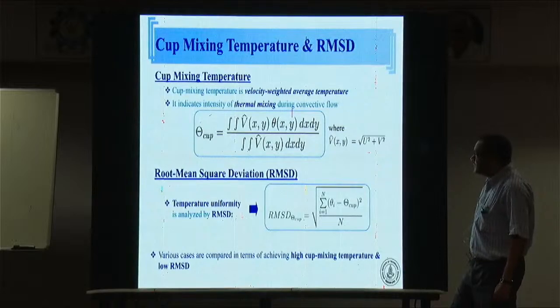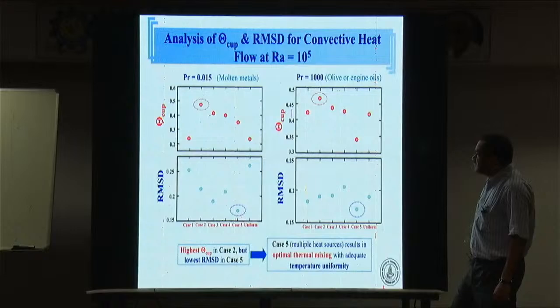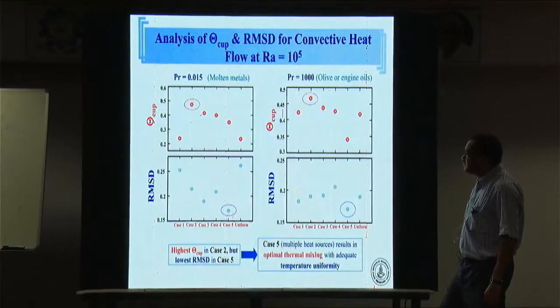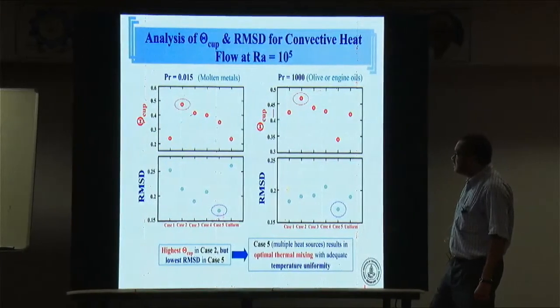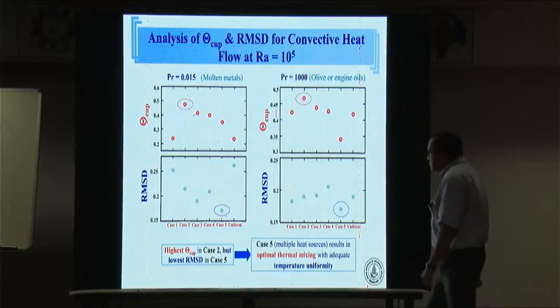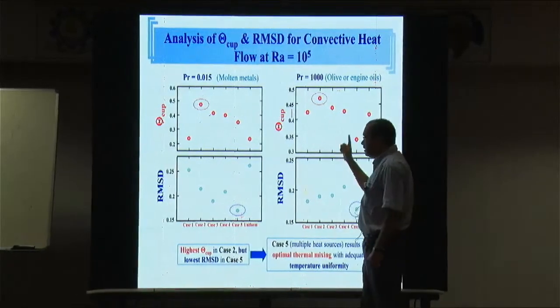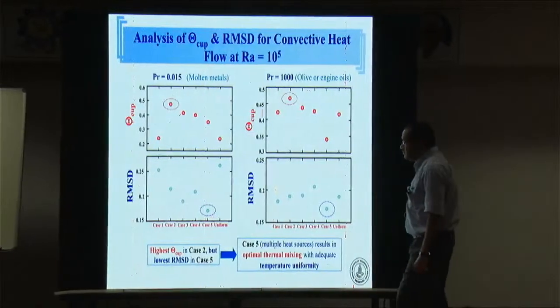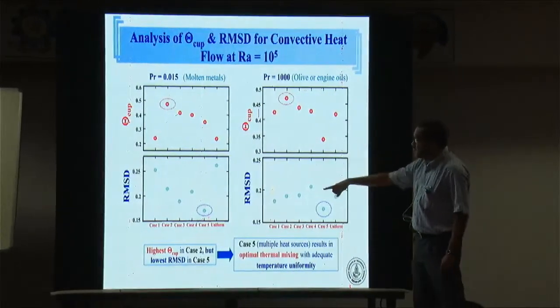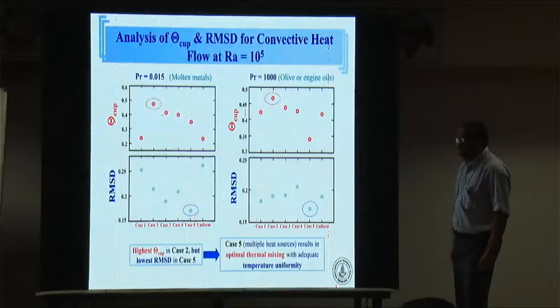Next slide please. Yeah, and we have seen that we calculated the cup mixing temperature, the red dots, and you can see that case 1 and case 2 are actually giving the higher cup mixing temperature, but case 4 you can see has the lower RMSD, because we wanted to have lower RMSD for the uniformity.